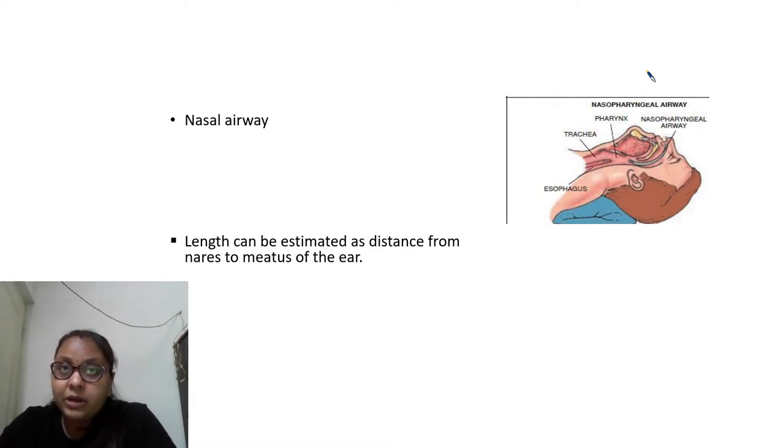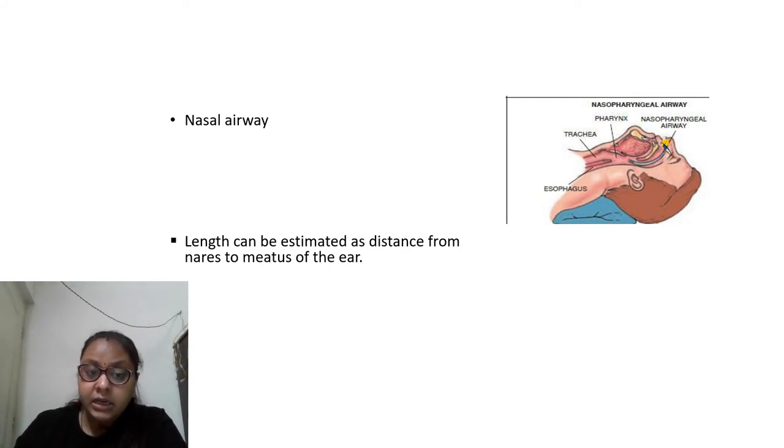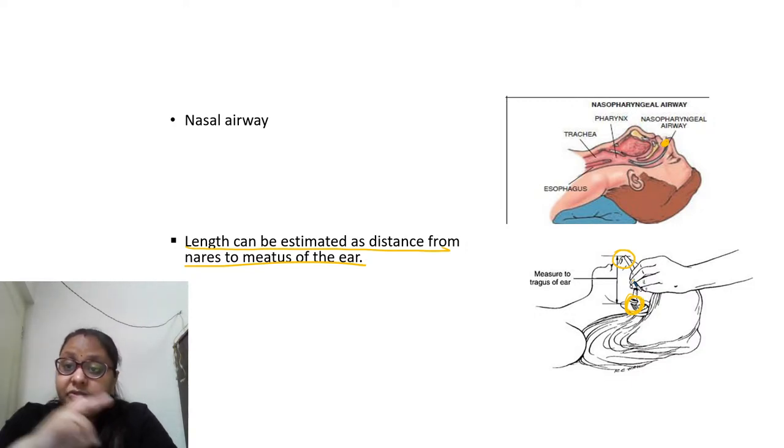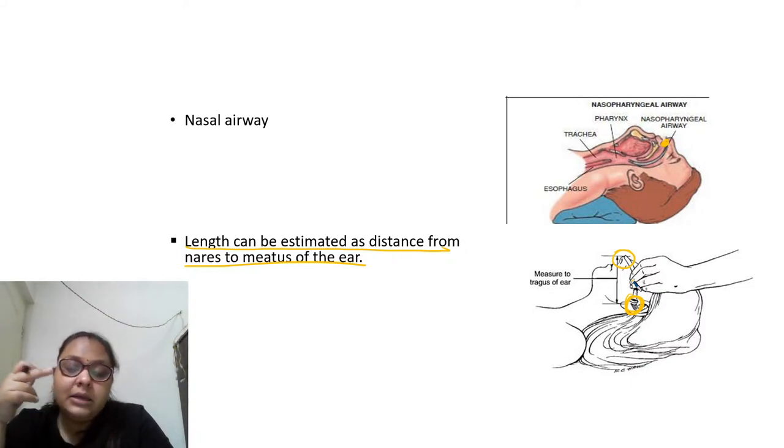Another question: how will we estimate the proper length of the nasopharyngeal airway? That is from the nostril till the meatus of the ear, that is, the tragus. So the length can be estimated from the nostril till the meatus of the ear, near the tragus. That is the appropriate size of the nasopharyngeal airway, and this can be the question asked. For the oropharyngeal airway, it is from the angle of the mouth till the earlobe, and for the nasopharyngeal, from the nostril till the meatus or the tragus. That is the appropriate length of the oral and the nasopharyngeal airway which should be used in a patient.